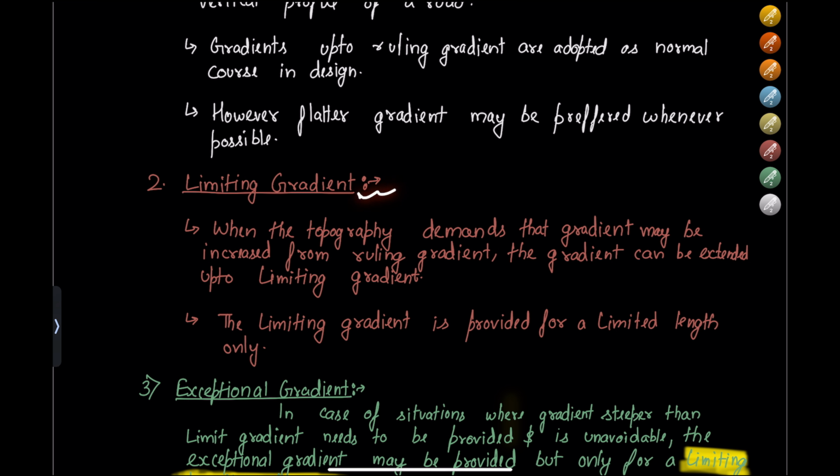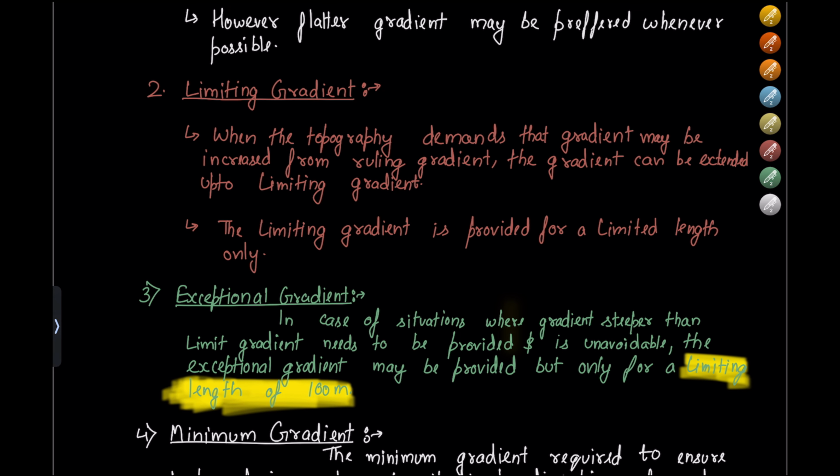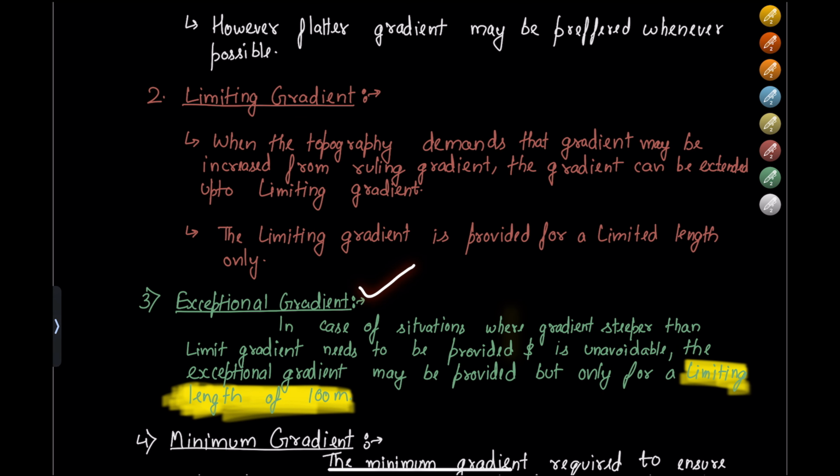Limiting gradient is, there are such situations where the topography demands that gradient may be increased from ruling gradient. The gradient can be extended up to limiting gradient in such cases. It is provided for a limited length only, and it is not provided beyond that. The limited length is not as such defined in the IRC, but for exceptional gradient it is defined.